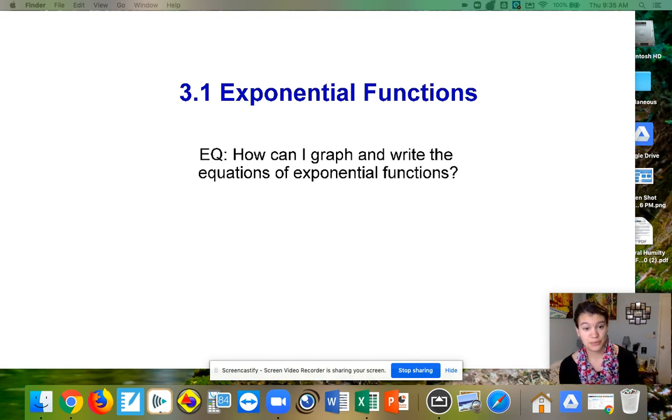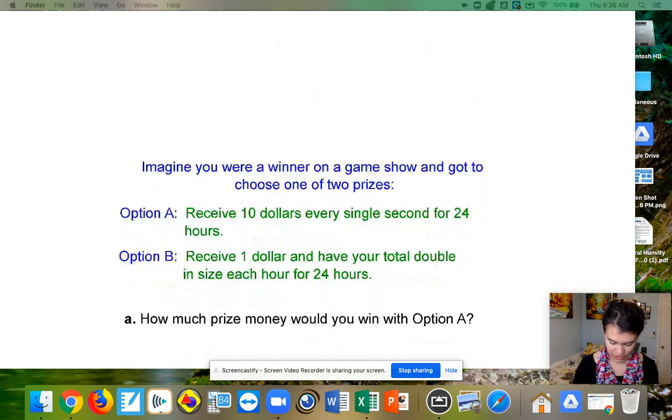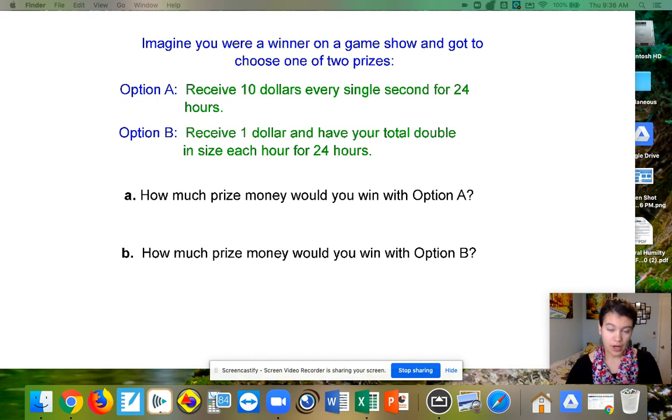So today we're starting chapter 3. This is going to be about exponential functions, and then later we'll talk about logarithmic functions. So today we're starting out graphing exponentials and then looking at those functions, how can you write them. So as a kind of warm-up, pause this video and think about which option you would choose.